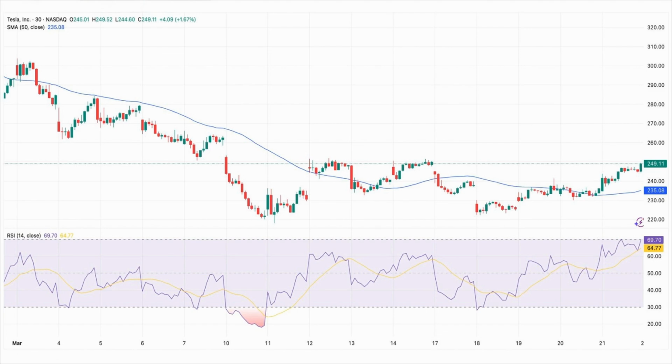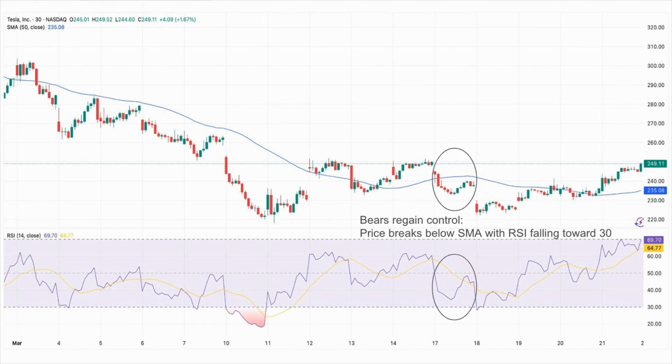Tesla begins March 17th trading above the 50-day SMA, but quickly faces selling pressure, dropping below the SMA as traders take profits from the recovery rally. The RSI falls sharply toward the 30 level. This decisive move below the SMA, with corresponding RSI weakness, confirms that bears have regained control of the short-term trend.